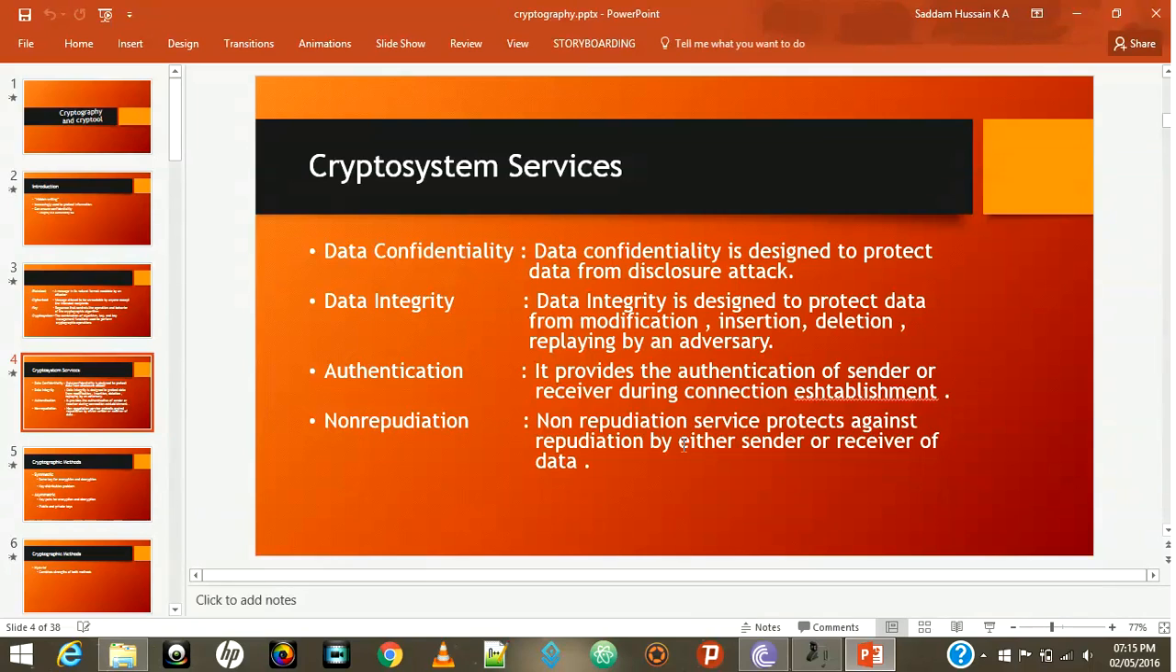Then, non-repudiation service protects against repudiation by either the sender or the receiver of the data. Repudiation is when, for example, the sender might not have sent the data, but still says that he has sent it, or the reverse. So non-repudiation services protect against repudiation. That is the crypto system services.